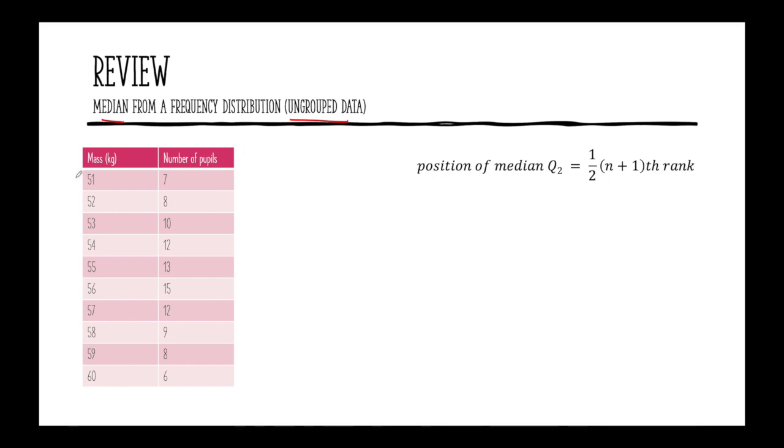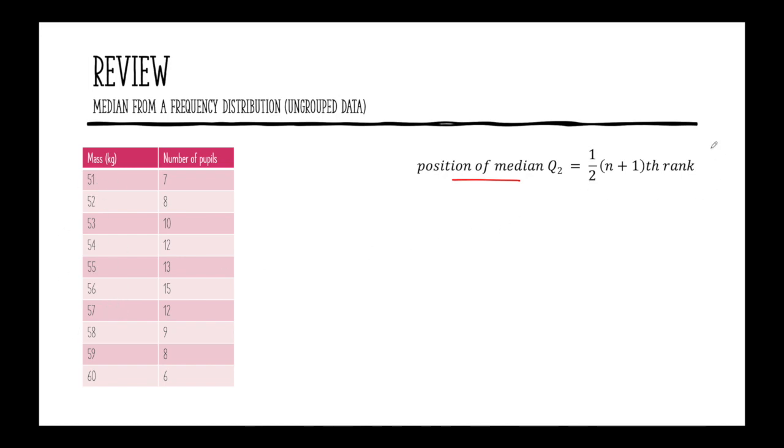So we see here that we have ungrouped data. We have masses 51 going straight up to 60, right? And we have the masses of students. So this frequency distribution here is of students, yeah? So now we have the position of the median, Q2, which is the guy who is supposed to be smack in the middle. What is the median mass of students, right?